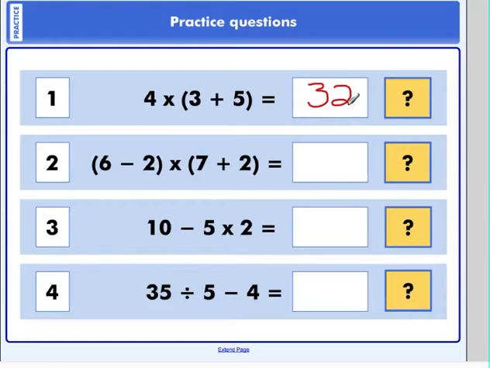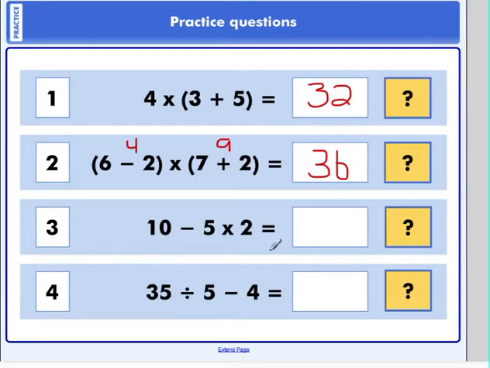In the second problem, we've got 2 sets of parentheses. Okay, so we're going to do them left to right. 6 minus 2 is 4. 7 plus 2 is 9. We don't have any exponents. We have multiplication. 4 times 9. And that's the last thing we have. So our answer is 36.